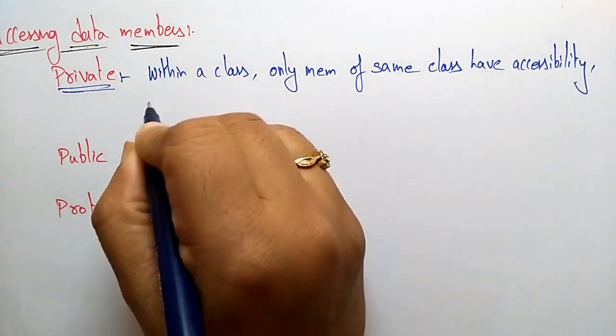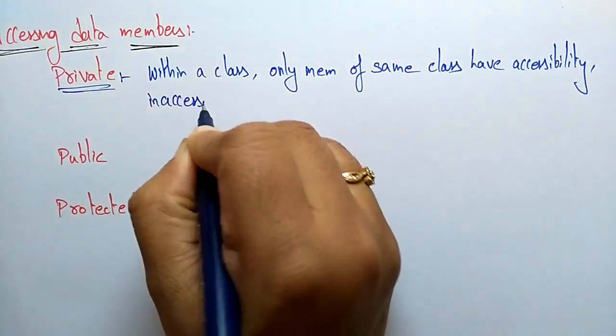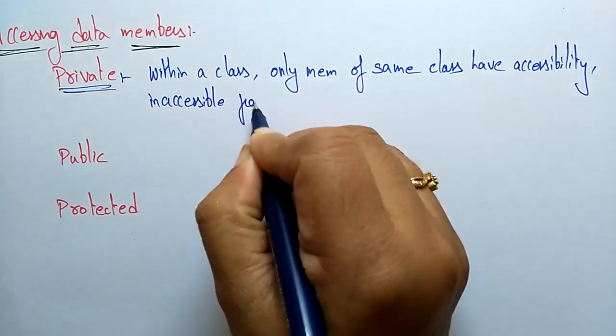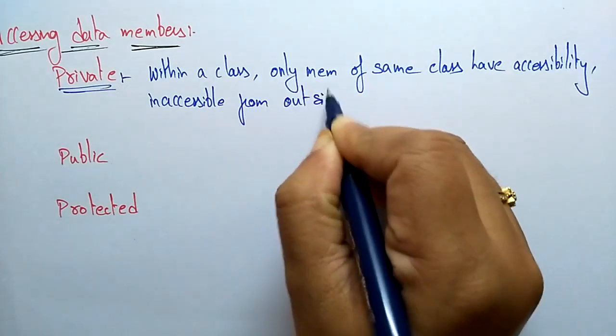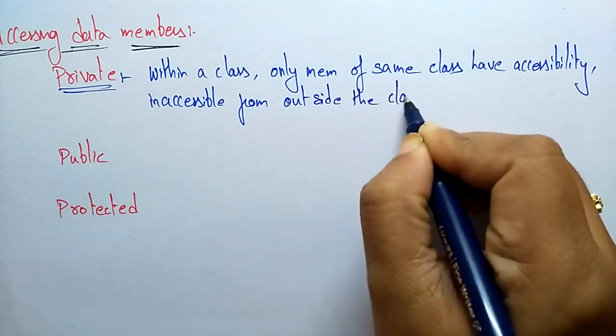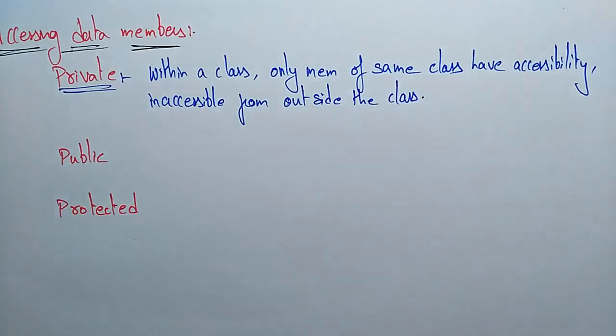I think you get it. So private is secured. Secured means that variables declared as private within a class can be accessed only within the same class. They are not supposed to be accessed from outside the class, which means other classes cannot access those variables.